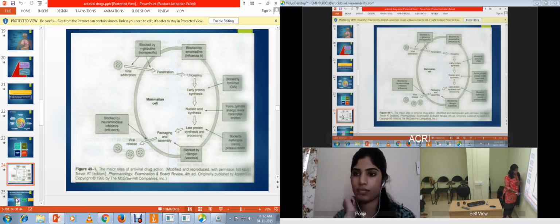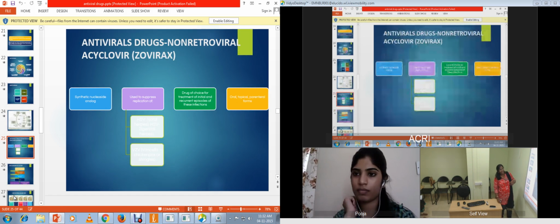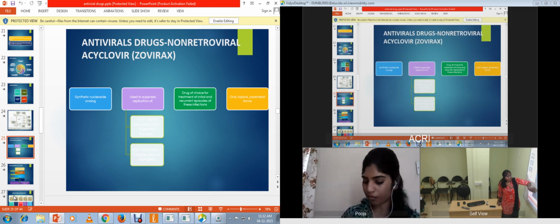Now we will see what all the drugs are. Antivirals, first one is the non-retroviral acyclovir. It is a synthetic nucleoside analog. It is used in the treatment of herpes simplex virus and varicella zoster in cases of chicken pox. Acyclovir is used in the treatment of herpes simplex virus as well as in cases of chicken pox.